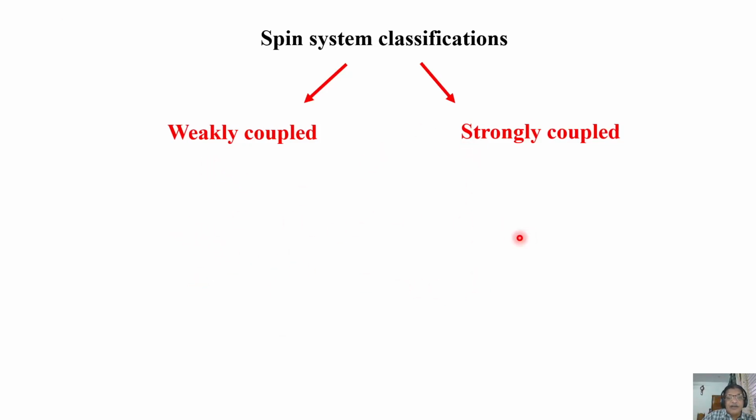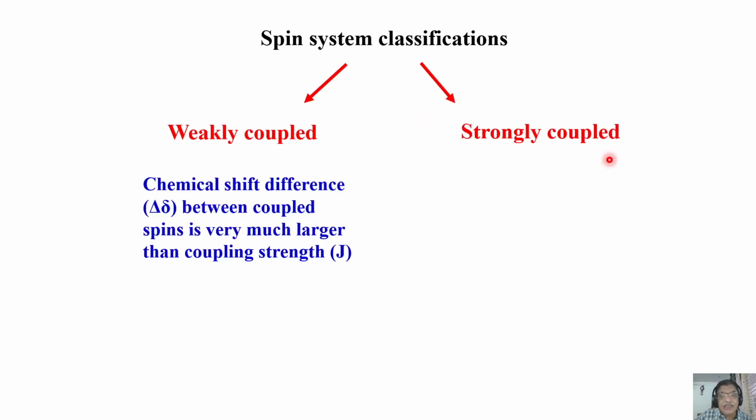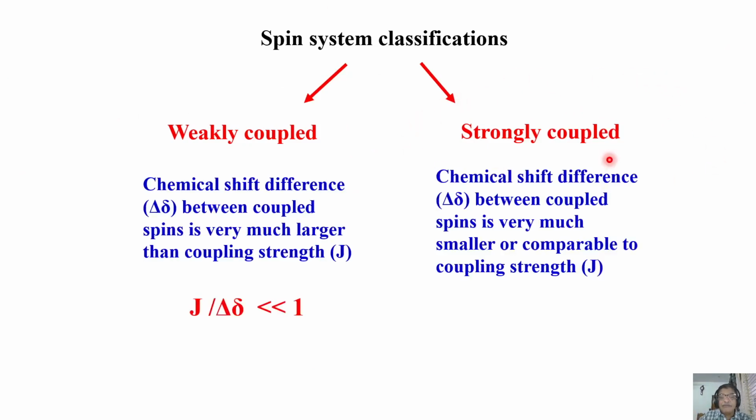This separation may be 500 Hertz. Coupling is about 10 Hertz. Where is 10 Hertz and where is 500 Hertz chemical shift separation? It is quite large, right? That is why we call such a system, where the chemical shift separation is several orders of magnitude larger than the coupling, a weakly coupled spin system. On the other hand, if the chemical shift separation is comparable or equal to the J coupling, they are strongly coupled.